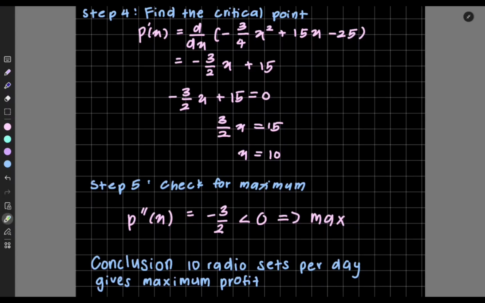Now we will set the derivative equation equal to 0, solve for x, and then we will have the answer of x equal to 10. This is the critical point where maximum or minimum profit may occur.